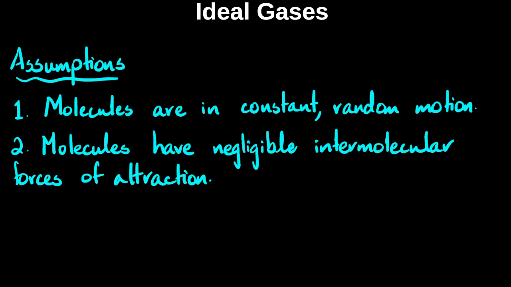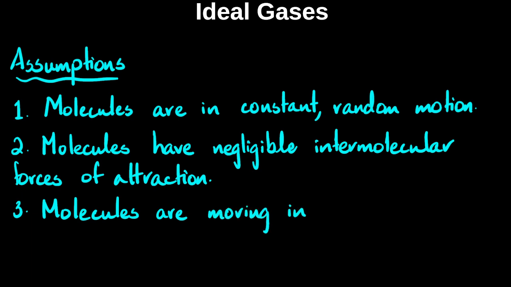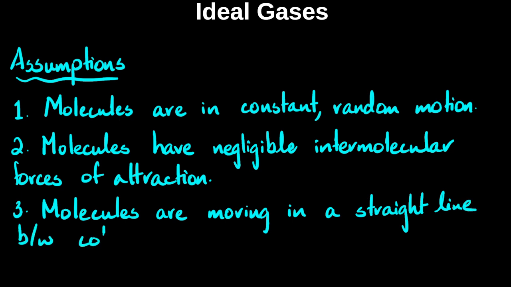The third one is that the molecules are moving in straight lines between collisions, right? So when they're not colliding with each other, they're moving in a straight line. So this is between collisions, and we'll also be talking about what happens in collisions in a while.